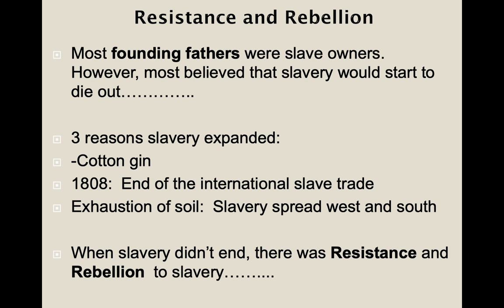I put the 3 reasons that you really want to know for the expansion of slavery. The cotton gin, 1808, the end of the international slave trade, and the exhaustion of soil. Slavery spread west and further south. It was already in the south, so that's kind of misleading when I say it expanded in the south. It was already there, but expanding southwest is the key there. Okay, so 3 reasons you want to keep in mind. If I ask you what are 3 reasons slavery expanded, there you go.